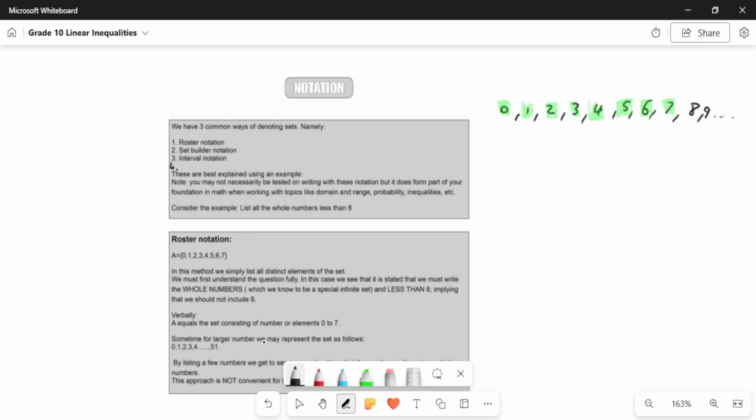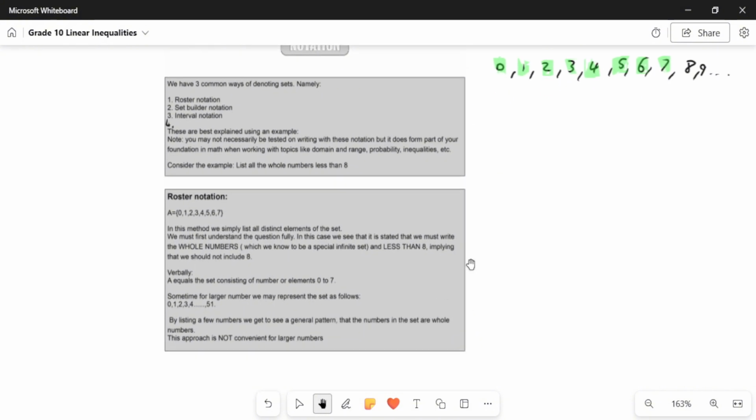Now, sometimes for large numbers, we may represent it as follows: 0, 1, 2, 3, 4, ..., 51. What this does is, by listing a few numbers, you understand that there's a pattern. What's the pattern? We are adding 1 to every previous number. We are listing the whole numbers, but here we are ending with 51. So the first few numbers define a pattern. The dots skip all of the other numbers, so we don't have to list this number 51 times, and the last number tells you the upper boundary where the numbers end. By listing a few numbers, we get to see a general pattern that the numbers in the set are whole numbers. This approach is not convenient for large numbers. Very important. So although it is useful in certain scenarios, it cannot be useful in every scenario.